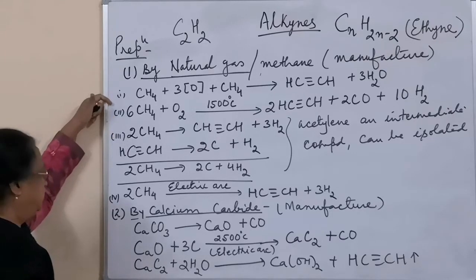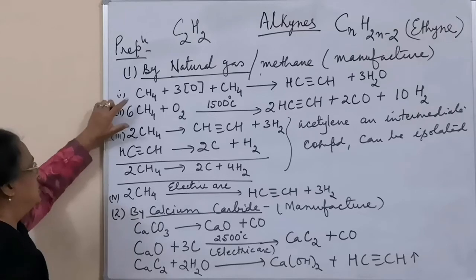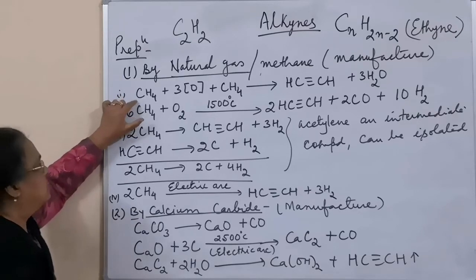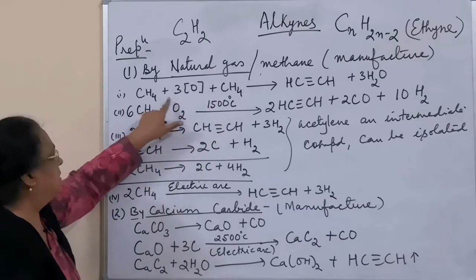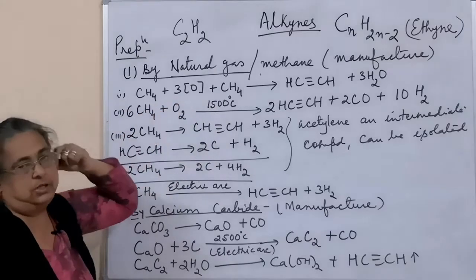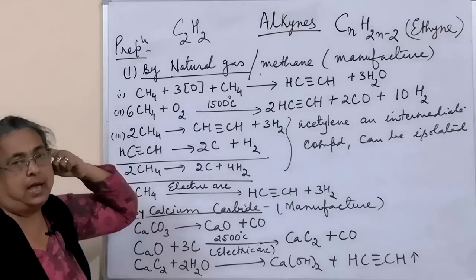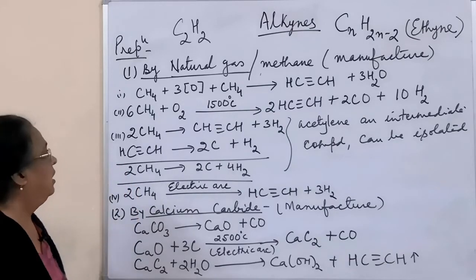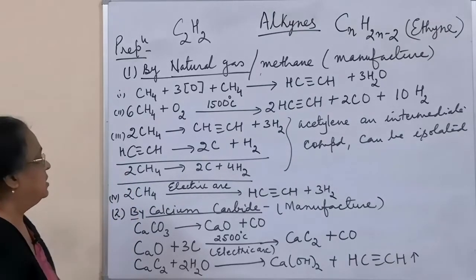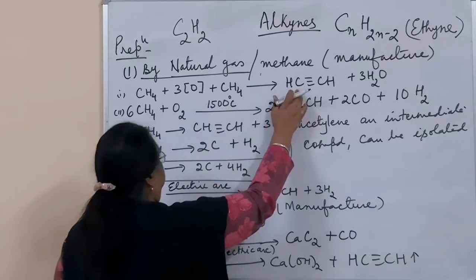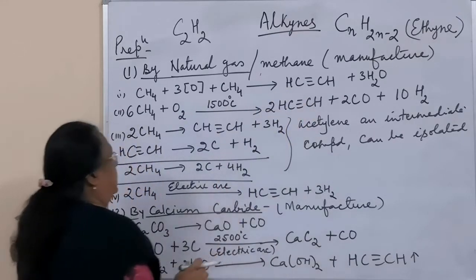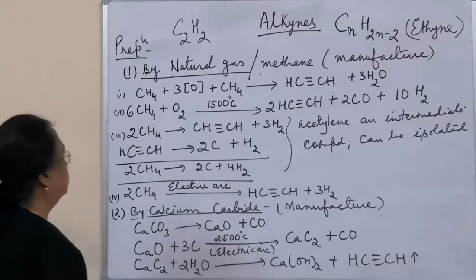Different methods are there, and under different conditions we obtain acetylene. We have 4 reactions. First is the oxidation of methane. You can see 2 molecules of methane combining with nascent oxygen. Nascent oxygen means an oxidizing agent, not from air, but an oxidizing agent. And the reaction follows and we get ethyne, which is acetylene, and water is eliminated.